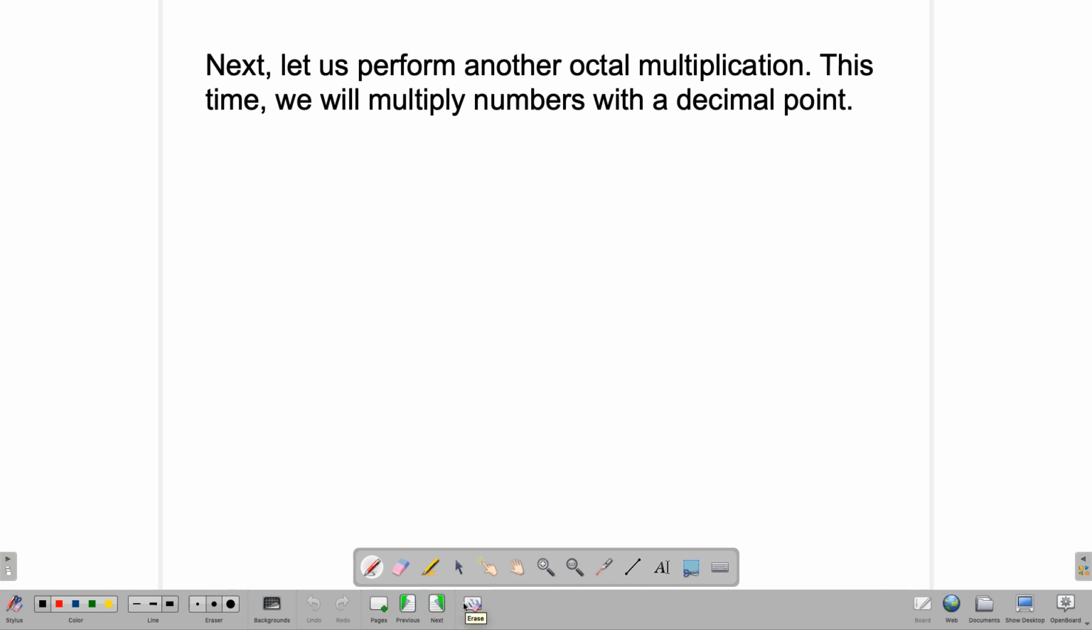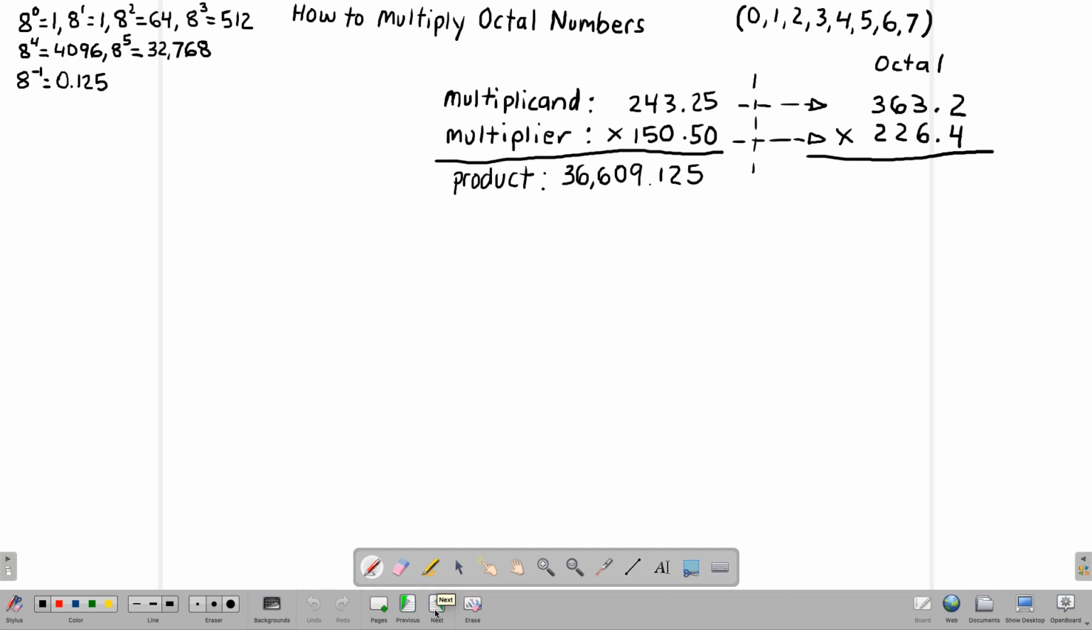Next, let us perform another octal multiplication. This time we will multiply numbers with a decimal point. So we're going to perform another multiplication. This time we're dealing with the multiplicand, the multiplier, and the product.